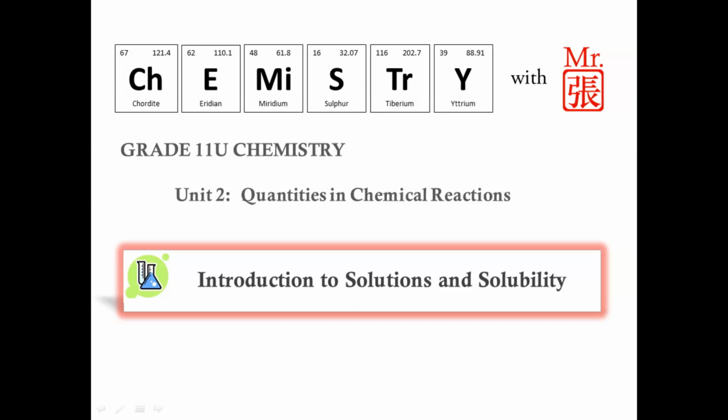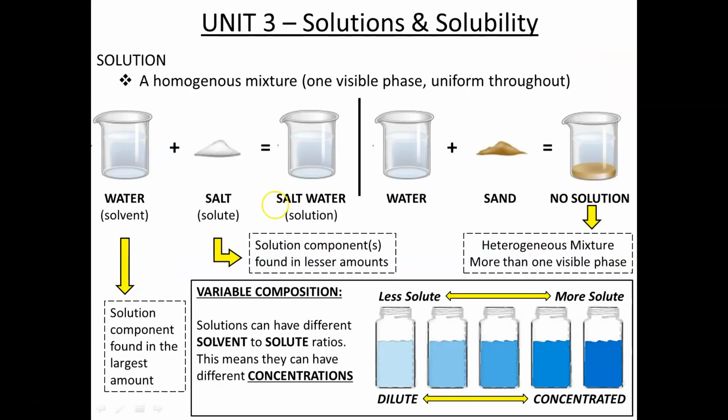In this video tutorial, we will introduce the topics of solutions and solubility. So let's briefly review over a few topics from grade 9 chemistry. First, what is a solution? It is a homogeneous mixture, meaning it has one visible phase.